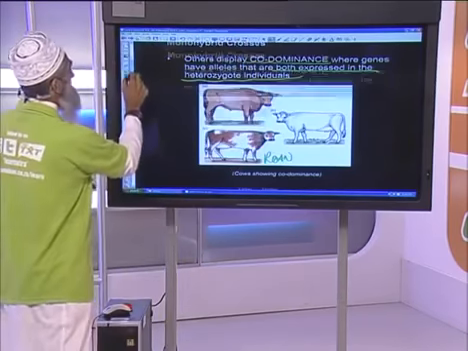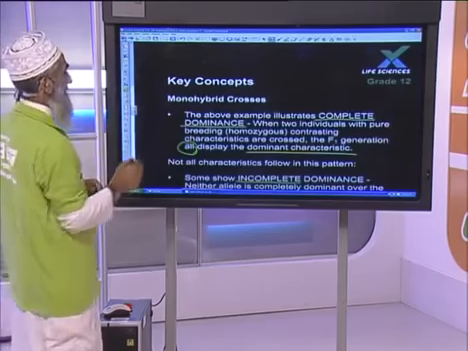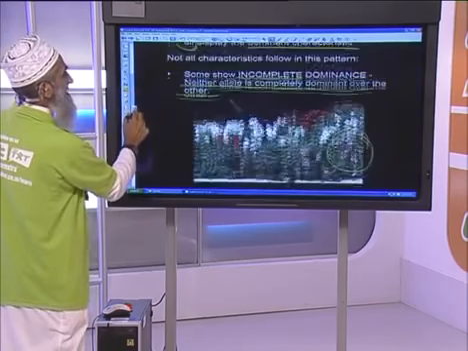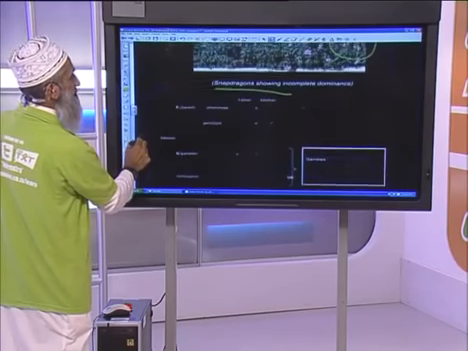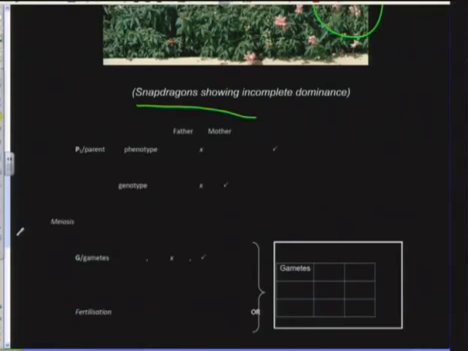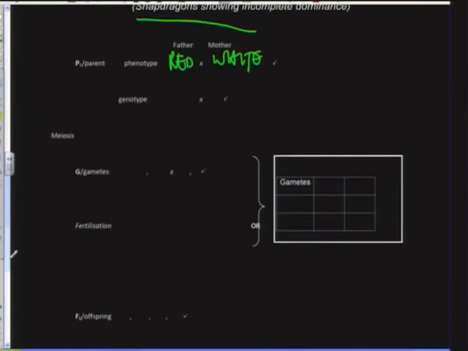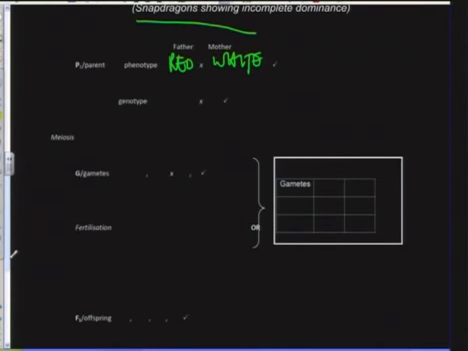Now, let's go back to our incomplete dominance. We gave the example. Now we want to say, how does it work? So we said that the male flower and the female flower, if the male flower was red and the female flower was white, so we have given the phenotype. Notice I am showing you here as well the format of how to answer this question.